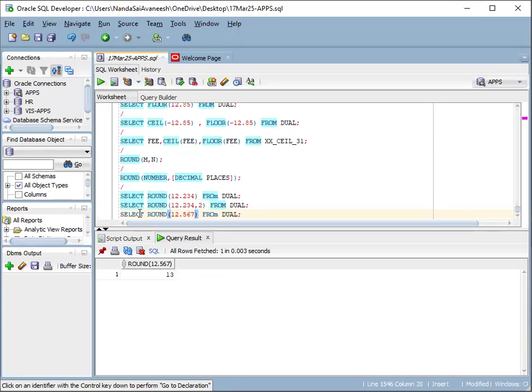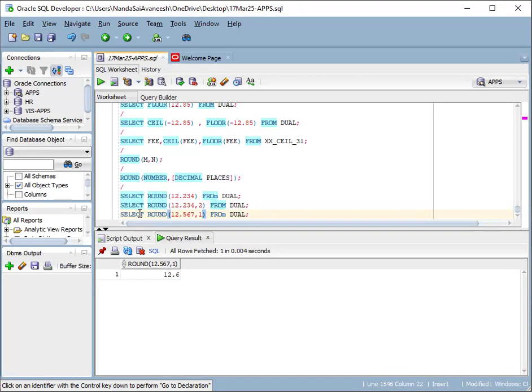Suppose the same value is converted with 2 decimal points, then it becomes 12.57 only. Suppose I say 1, then it is 12.5, and the 567 after the decimal point is checked. This 7 adds 1 to this 6, and then that adds 1 extra to this 5 here.